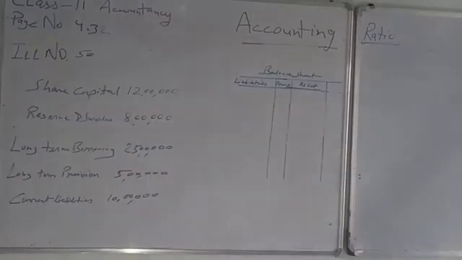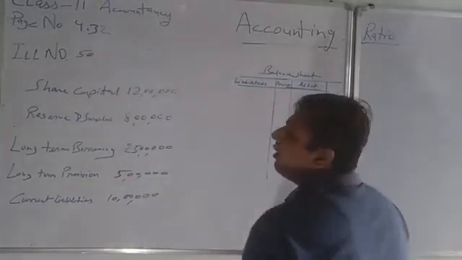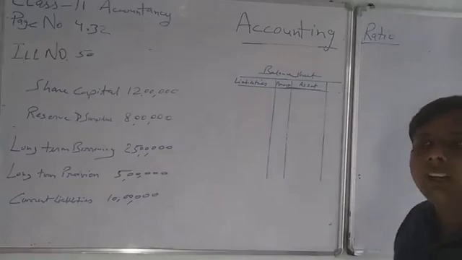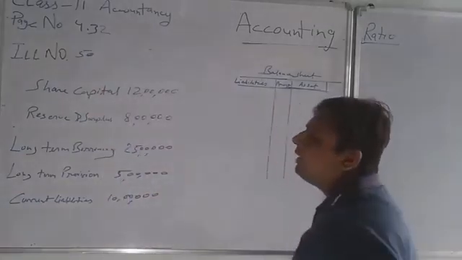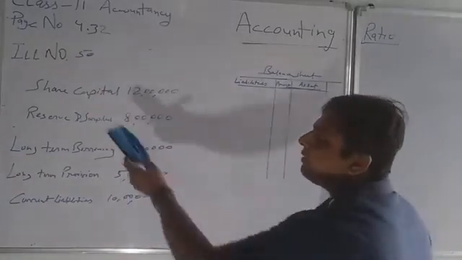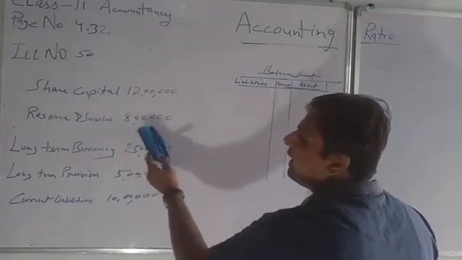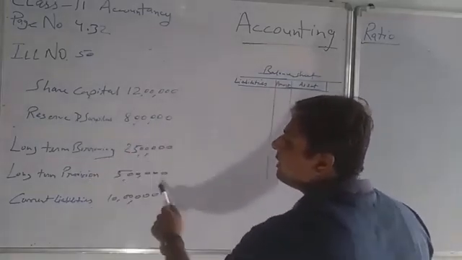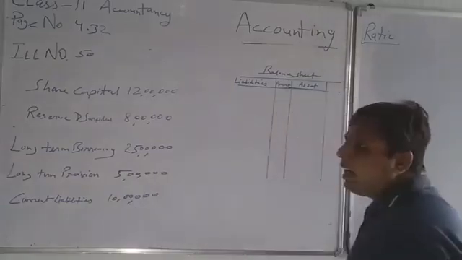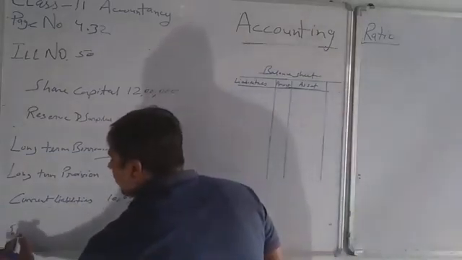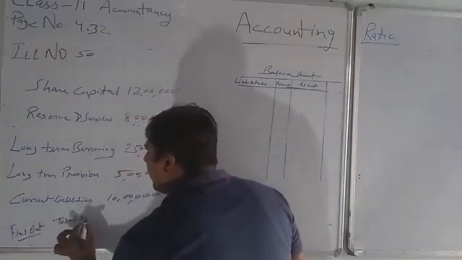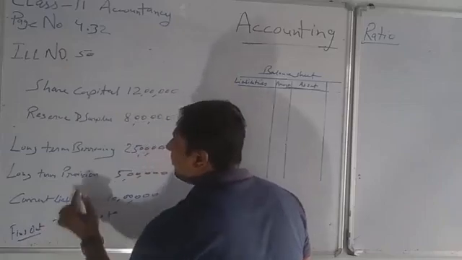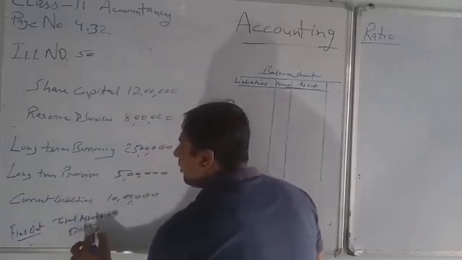Now we are moving to our next illustration, that will be illustration number 50. Illustration number 49 we will cover in our next lecture. So illustration number 50, page number 5.32. Here the question gives us share capital 12 lakh, reserve surplus 8 lakh, long term borrowing 25 lakh, provision 5 lakh, current liability 10 lakh. And the question asks, find out total assets to debt ratio.